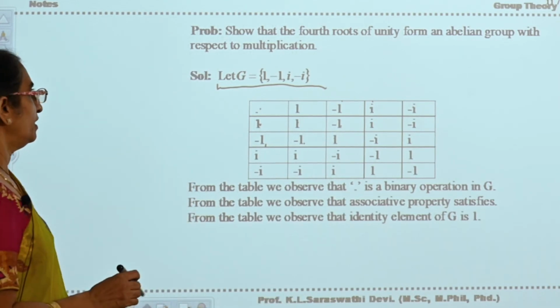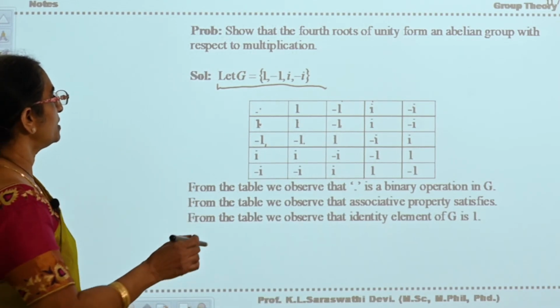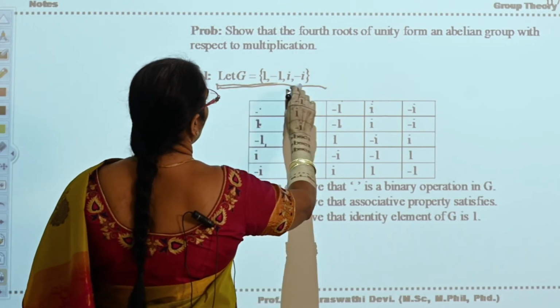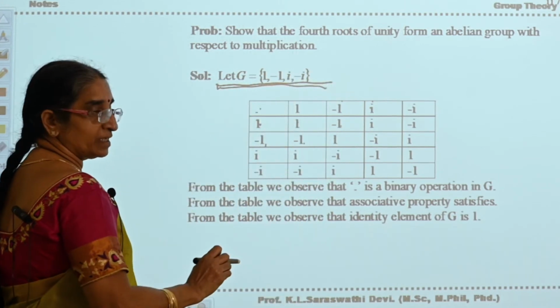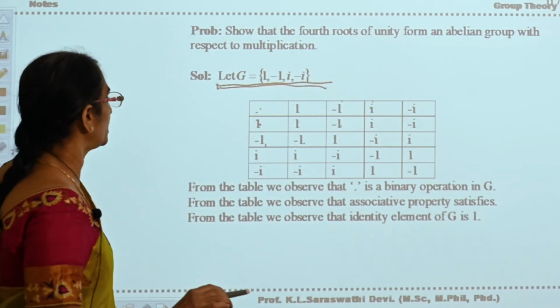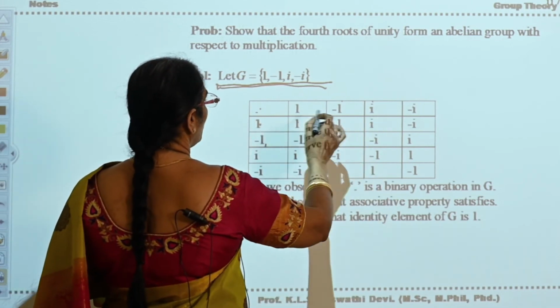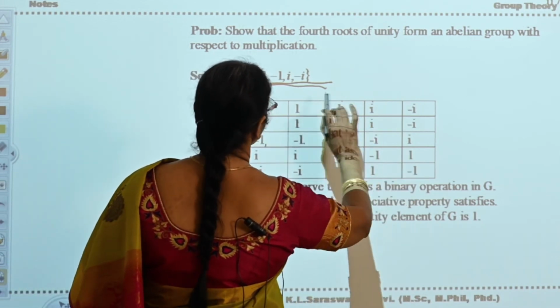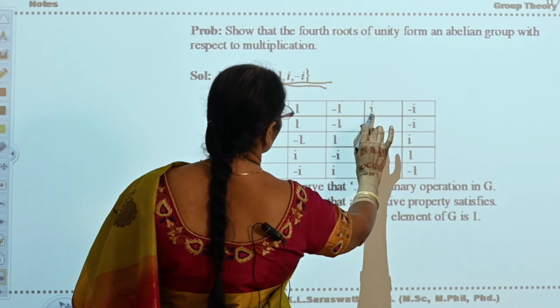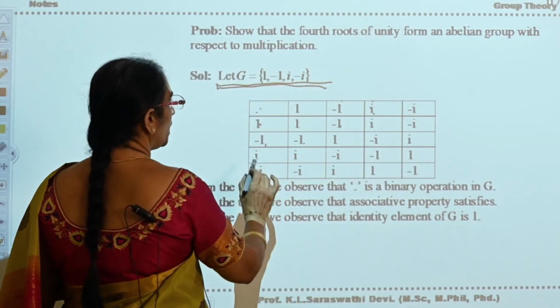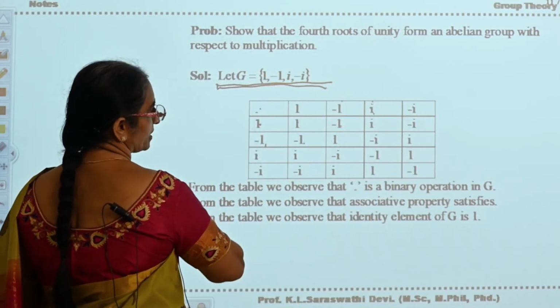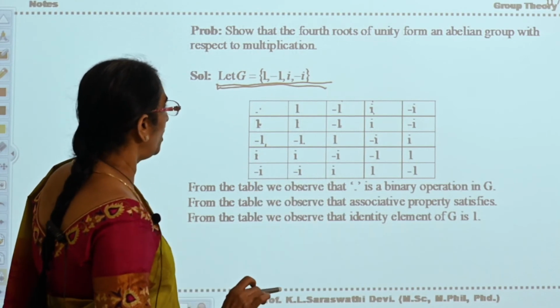Now, see again the table. This is the group G with elements 1, minus 1, I, minus I, which are called fourth roots of unity. Now, draw the table. First, write the top row as it is: 1, minus 1, I, minus I. Left column: 1, minus 1, I, minus I. Now, complete the table. How to complete?